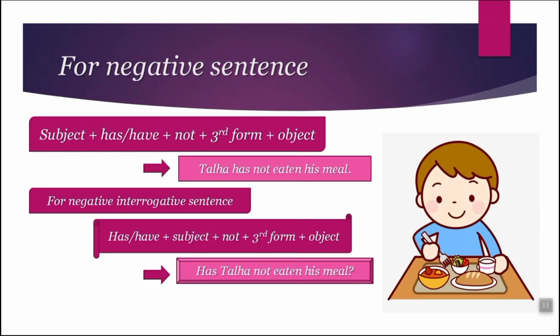The sentence Talha has not eaten his meal follows the structure subject plus has or have plus not, plus past participle third form plus object. In this case, Talha is the subject, has not eaten is the verb phrase, and his meal is the object. The sentence Has Talha not eaten his meal follows the structure has or have plus subject plus not plus past participle third form plus object. In this case, Talha is the subject, has not eaten is the verb phrase, and his meal is the object.